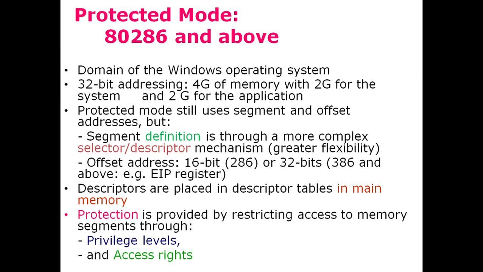The offset address is 16 bits for the 286, and the offset address can be 32 bits for the 386 and above microprocessors. For example, the offset address can be provided by the extended instruction pointer register. Descriptors are placed in the descriptor tables in the main memory. Protection is provided by restricting access to memory segments through the privilege levels and the access rights. Further detail of the protected mode of memory addressing will be provided in coming lectures.